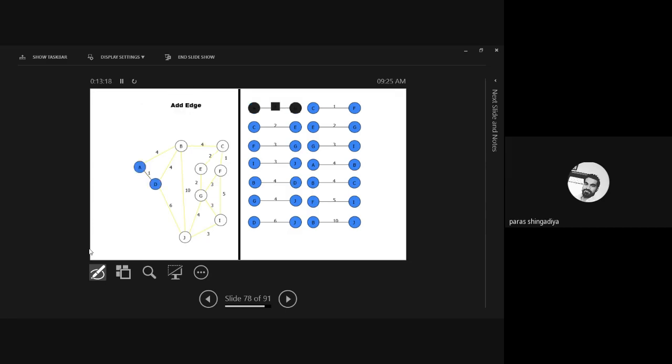So now check A and D. This weight is minimum, so include it here in your graph. Including it in your graph means draw it. Draw the edges between these two vertices.